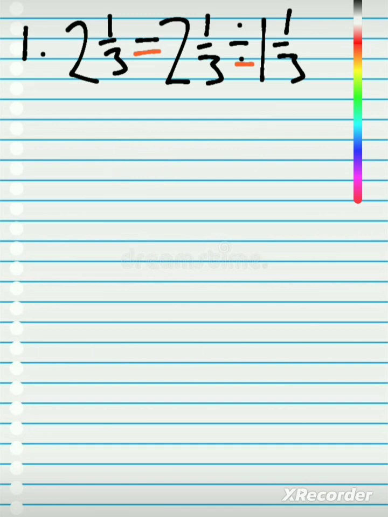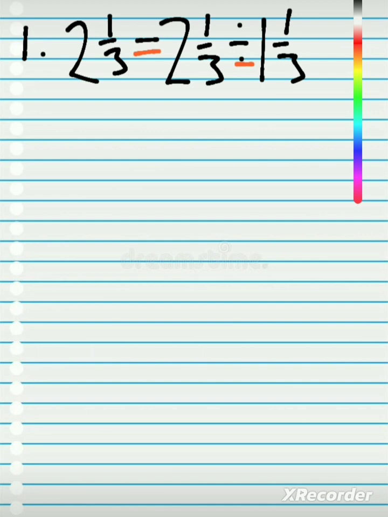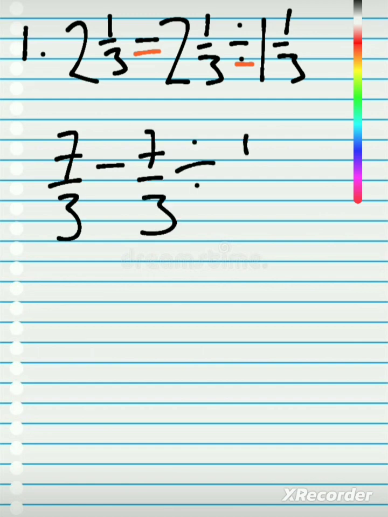But before we do that, let's make sure that these are in improper fractions, not mixed fractions. So 3 times 2 is 6, 6 plus 1 is 7 over 3, minus 3 times 2 is 6, 6 plus 1 is 7 over 3, divided by 3 times 1 is 3, plus 1 is 4 over 3.